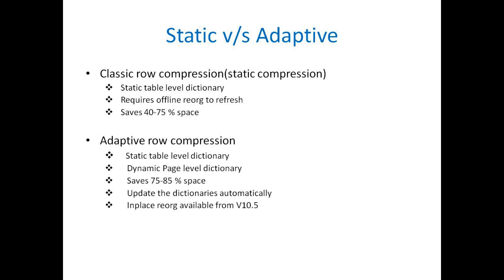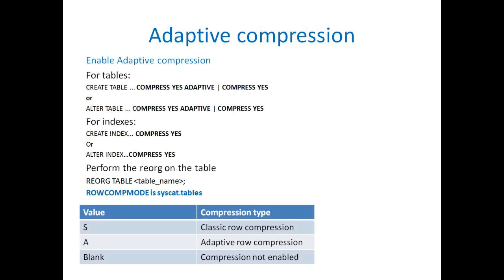One big advantage is it will update the dictionaries automatically. And in 10.5, we have additional features for this. It will do the in-place reorg. So no need to do any offline reorg for the adaptive compression. But in 10.1, you will not be able to perform the in-place reorg operation.